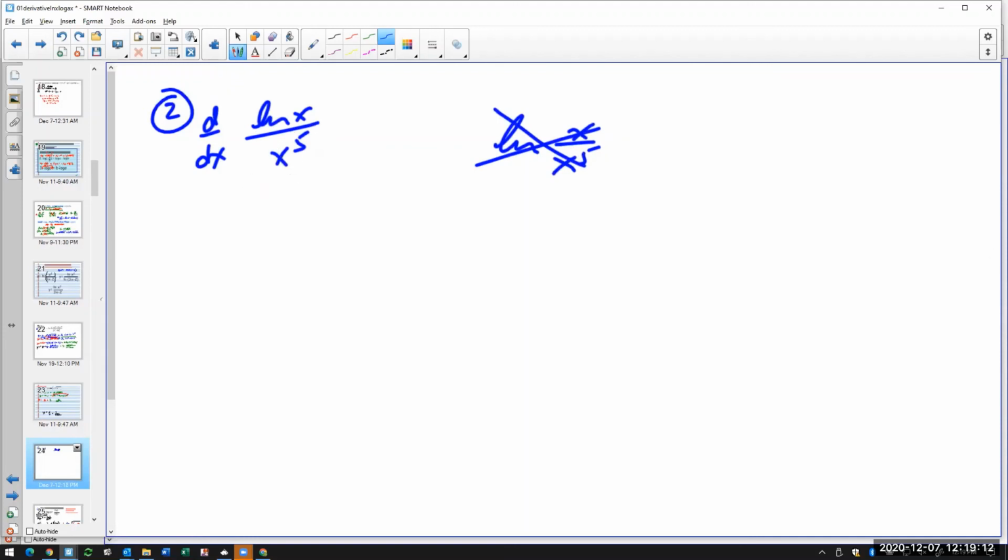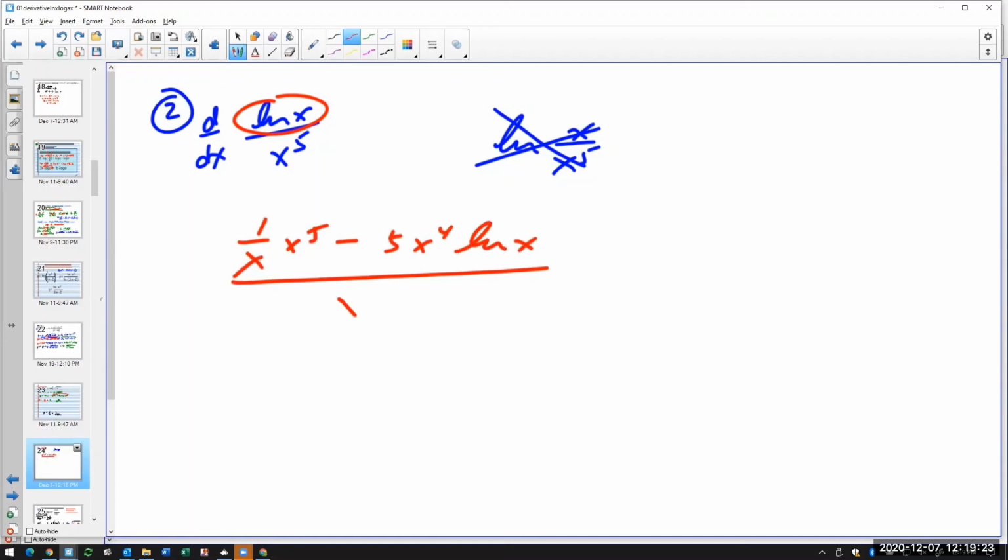Do you see it? It's the derivative of the top, okay, times the bottom, minus the derivative of the bottom times the top, all over x to the 5th quantity squared. Okay, so if I simplify this, I would get x to the 4th, this is the first term, minus 5x to the 4th ln of x, which is all I have here. The bottom, what do I do if I have a power to a power? Do you remember? Do I add or do I multiply? You multiply, so this is x to the 10.